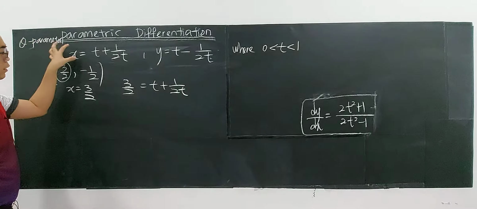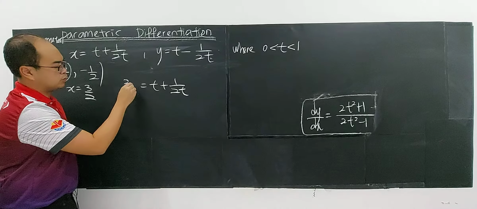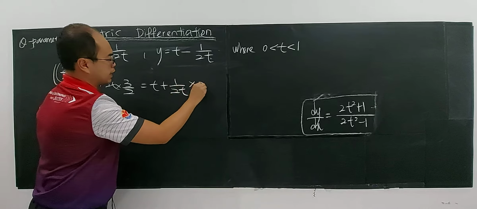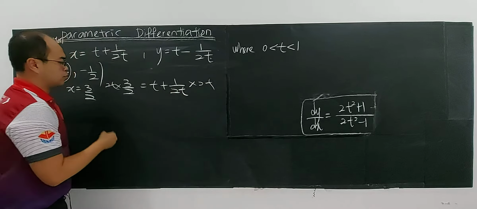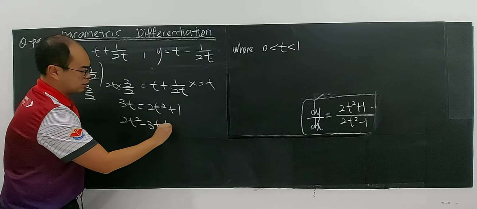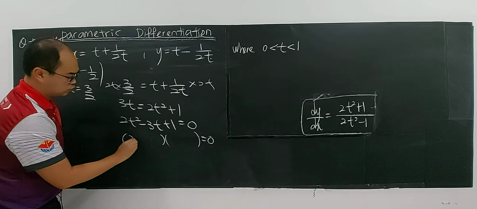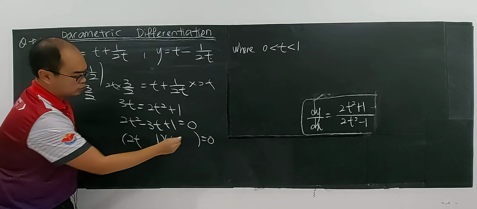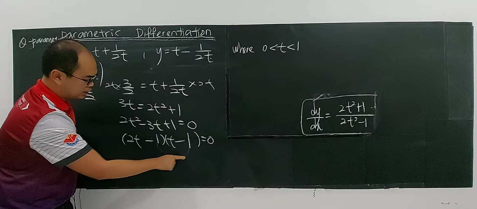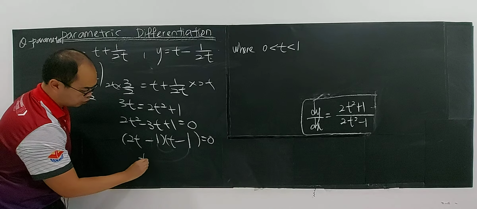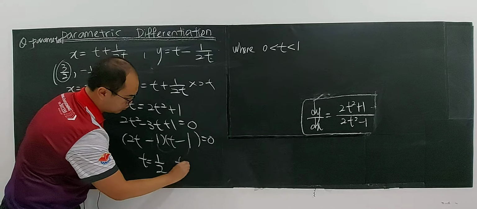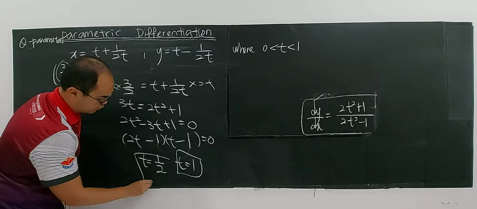So I multiply both sides by 2t so that I can eliminate the denominator. I have 3t equals 2t squared plus 1, right? If I arrange this, I will get a quadratic, which means I have two possible solutions: 2t squared minus 3t plus 1 factorises, so t is 1 over 2 and t equals 1, right?